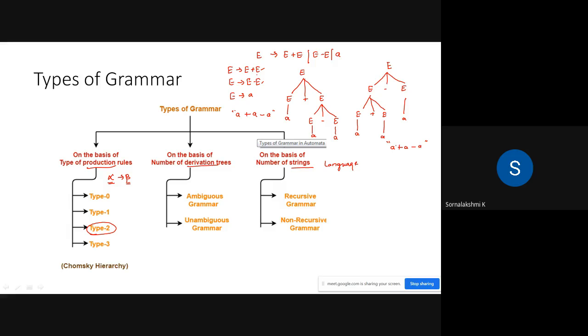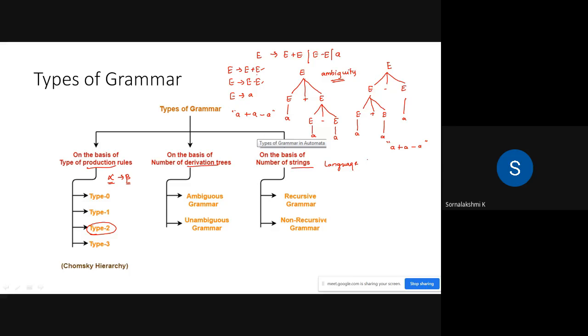For different strings, obviously different parse trees have to exist. No issues. For the same string A plus A minus A, I have 2 parse tree constructions possible. This is called ambiguity. Remember, this is for the same string, not for different strings. For the same string, if 2 parse trees are possible, then it's called an ambiguous grammar.